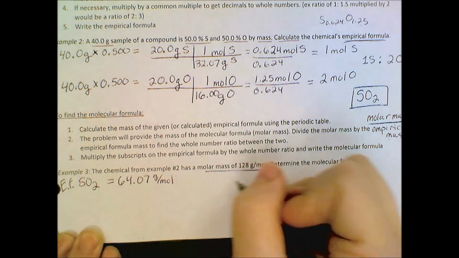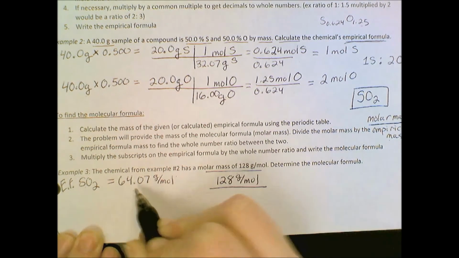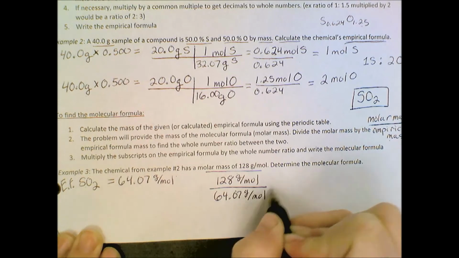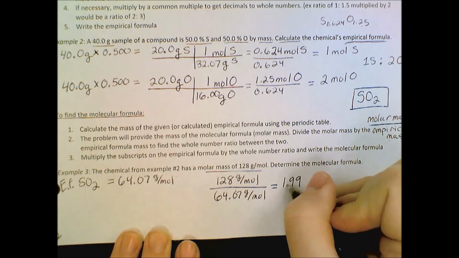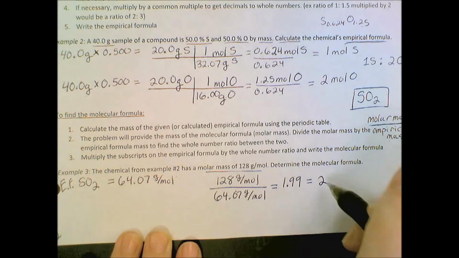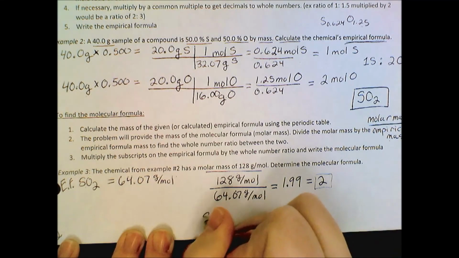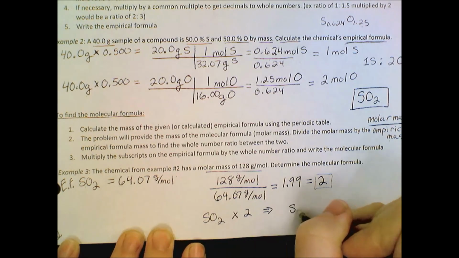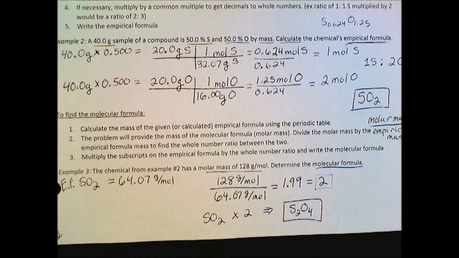So as explained earlier, we want to take the molar mass that was given, 128 grams per mole, divide it by this empirical formula mass, and we get a value of 1.99, which we can go ahead and round to 2. We're looking for this whole number here to actually multiply our subscripts by. So now we take our SO2, we multiply all our subscripts by 2, and that's going to give us S2O4, and that is our molecular formula. So it's a pretty straightforward calculation there.